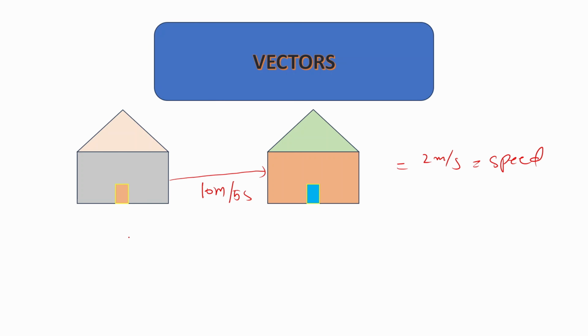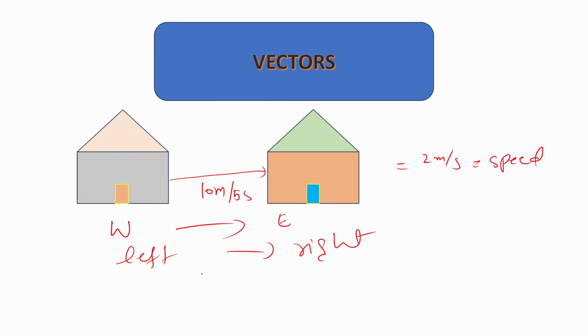Now if I say I travel 10 meters in 5 seconds from west to east or from left to right, now what we have here is we have magnitude and we also have direction. So this collectively is what we call vectors. So vectors contain not only magnitude, they also have direction.